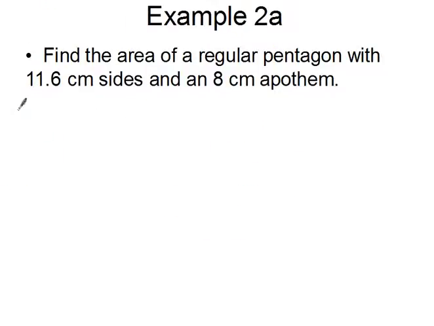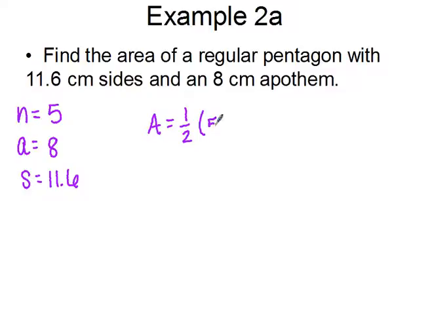Alright, so let's do the same thing. Let's do the N, A, and S, and let's see where we get. So, N is number of sides. It says find the area of a regular pentagon. So number of sides would be 5. The apothem, they tell us, is 8. And then the side length is 11.6. So we do 1/2 times N times A times S, and we're going to type that all in our calculator. So 1/2 times 5 times 8 times 11.6 is 232 centimeters squared.